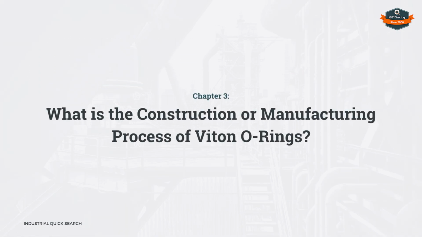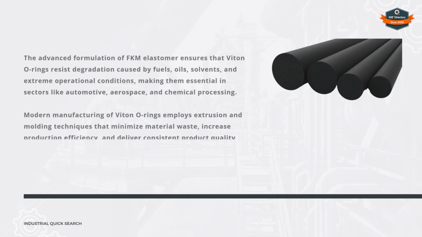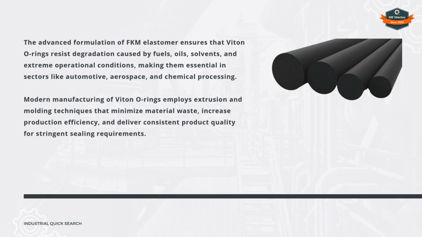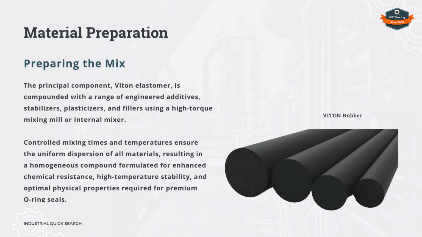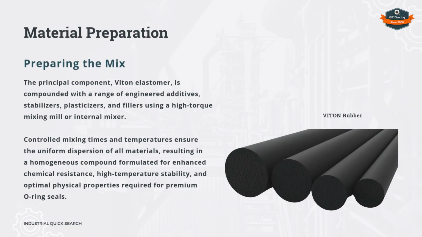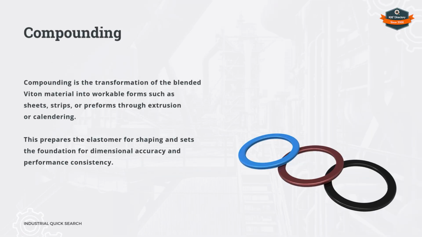Chapter 3. What is the construction or manufacturing process of Viton O-Rings? Material preparation. Preparing the mix. Mixing. Compounding.